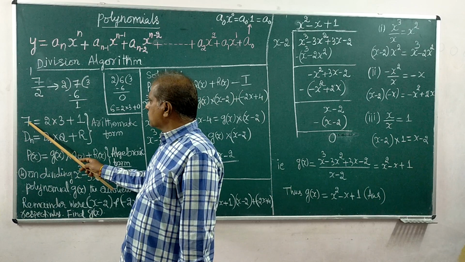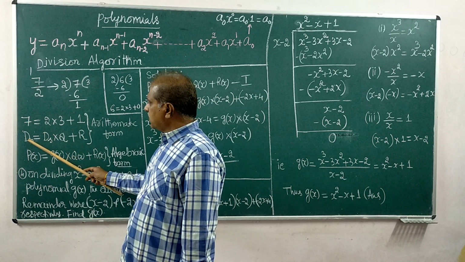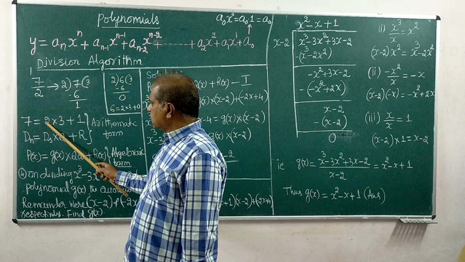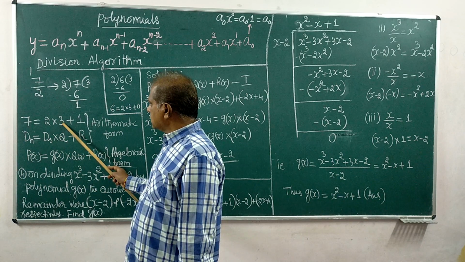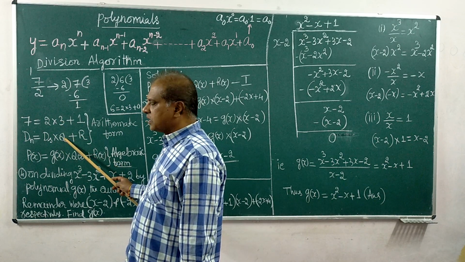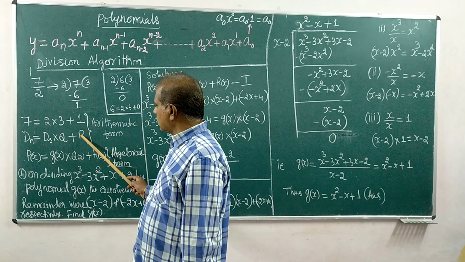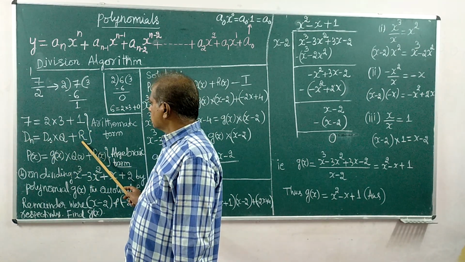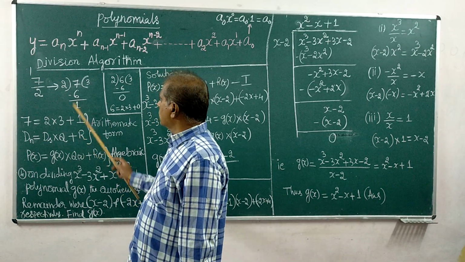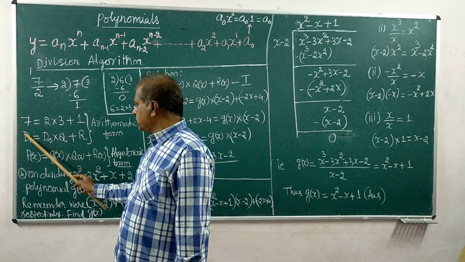This term is known as the dividend, symbolized as dn. This term is called the divisor, symbolized as ds. This is known as the quotient, symbolized as q. This is known as the remainder, r. This formula is known as the division algorithm.